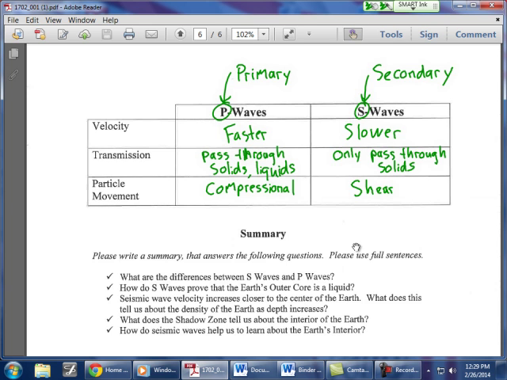You guys have probably heard that term. What's it associated with? Shear force. So when you shear something, it's this back and forth motion. Shearing means a back and forth motion. What do you guys notice about S waves and their characteristics? They're slower, they only go through solids, they're shear. Makes it a little bit easier.